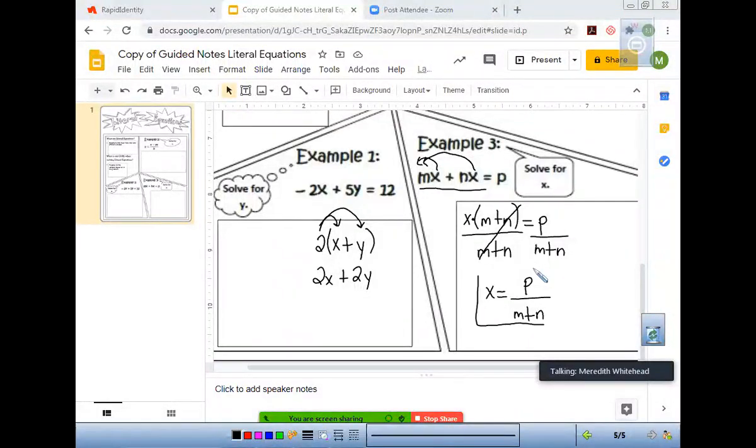So this is probably one of the trickiest ones, the hardest ones that you might see, where they use that distributive property kind of in reverse of what we're used to. And then dividing by that expression M plus N to get that X by itself.